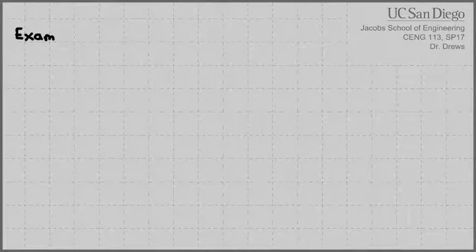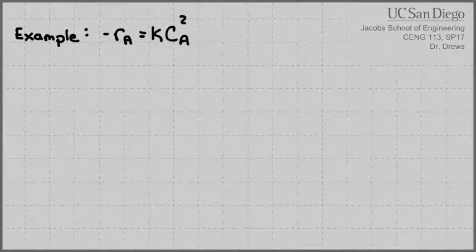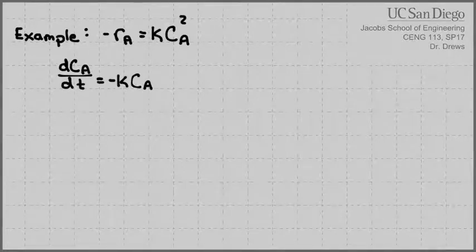And in fact, you'll have to do exactly this example on your homework. If we say minus R sub A is k C_A squared. Let's assume that our form follows a second order power law form. So that was step one, right? We guessed it in the sense that we were given what that equation is. Step two would be to solve the material balance. So dC_A/dt is going to be equal to minus k C_A squared.